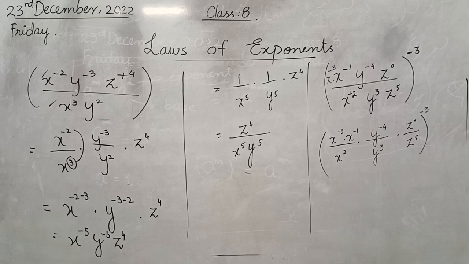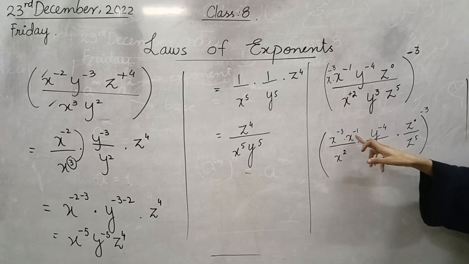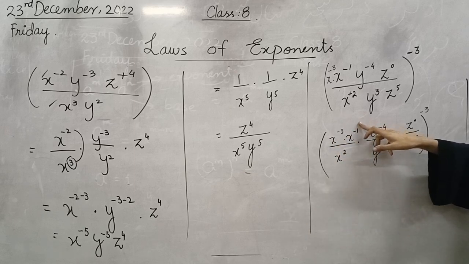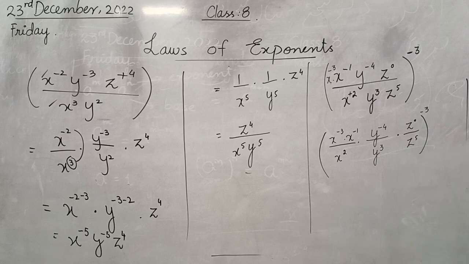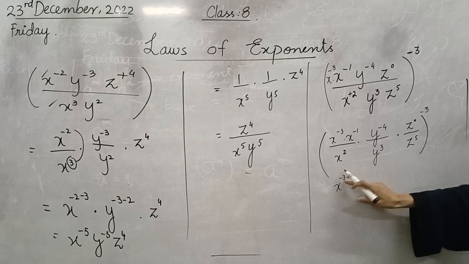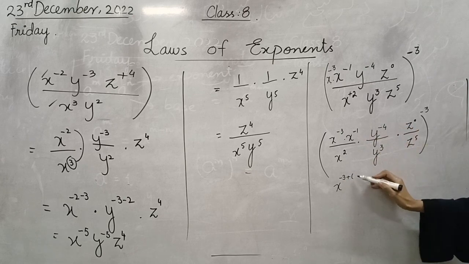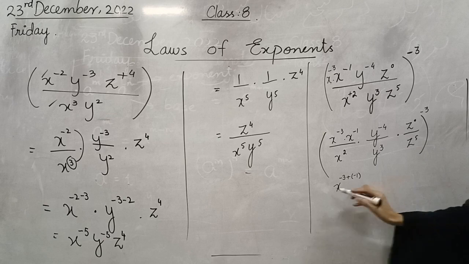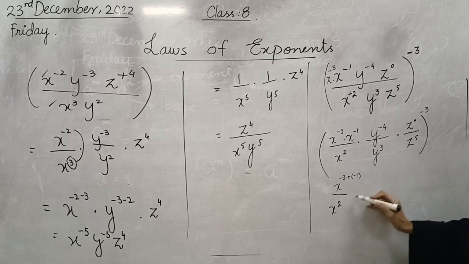Next step is to simplify the bases according to the laws of exponent. Here we have two same bases, x raised to power minus 3 with exponent x raised to power minus 1, and they are in the form of multiplication. So what will we do? We will add. Plus, and here we have minus 1, so I will write it in the form of bracket. Minus 3 plus minus 1 over x raised to power 2.